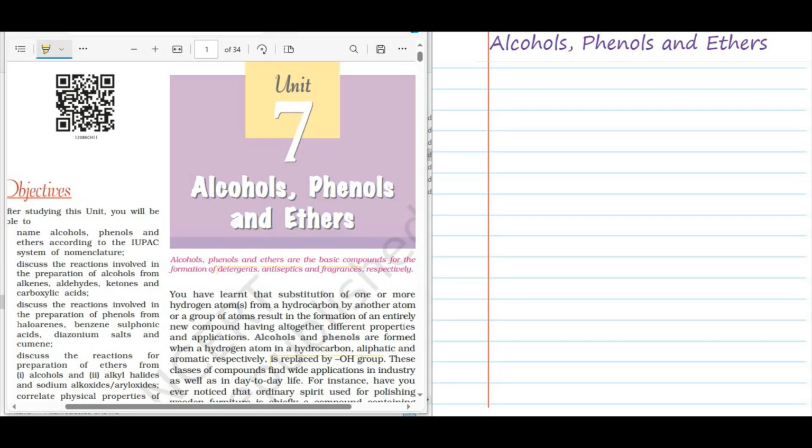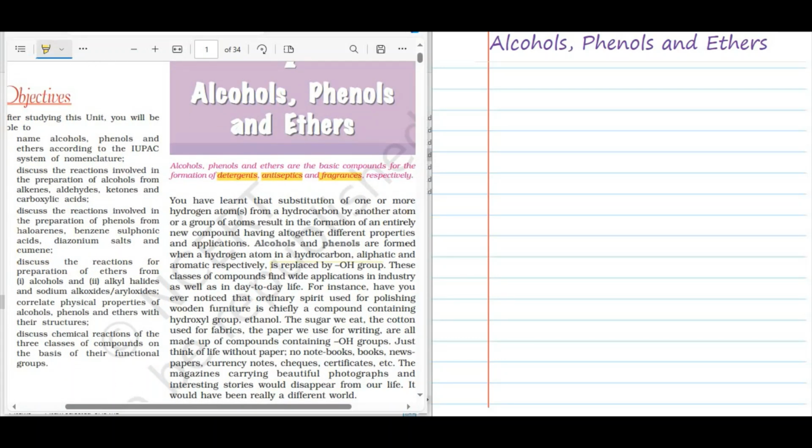Today we are going to start alcohols, phenols and ethers. So let's read from the book. Alcohols, phenols and ethers are the basic compounds for the formation of detergents, antiseptics and fragrances respectively. Means alcohols are used in detergents, phenols are used in antiseptics and ethers are used in fragrances.